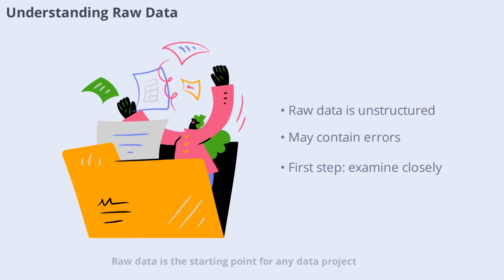Raw data is the starting point for any data project. It's collected from various sources and often comes in an unstructured or semi-structured format. This means it may include typos, duplicate entries, missing values, or irrelevant information. Recognizing the nature of your raw data is the first step toward effective cleaning. By examining your dataset closely, you can identify common issues and plan your cleaning strategy accordingly. Remember, the quality of your final analysis depends heavily on how well you understand and handle your raw data.